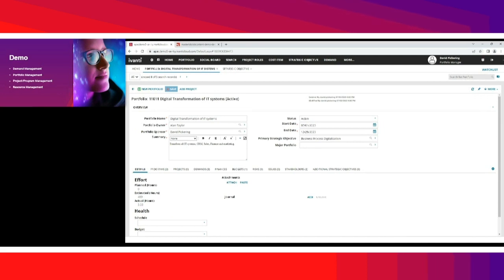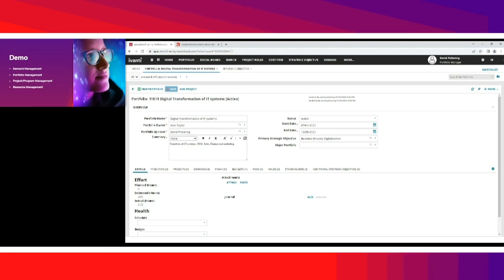So here we have a portfolio for our digital transformation of our IT systems. And we've given it a name, who owns it, what's the start and end date that we hope to be able to work against, and then what's that primary strategic objective that we're working towards.